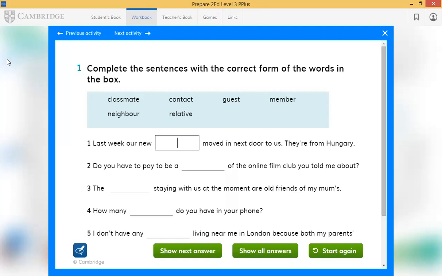Number one: Last week, our new blank moved in next door to us. They are from Hungary. Okay, so if I read the two parts of the sentence, I can get a better idea of what the correct answer can be. Somebody has the correct answer for number one?